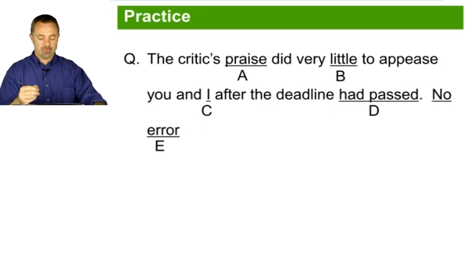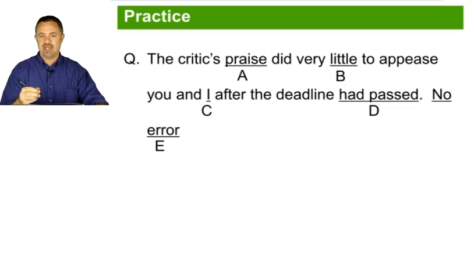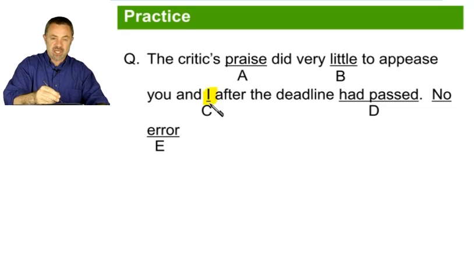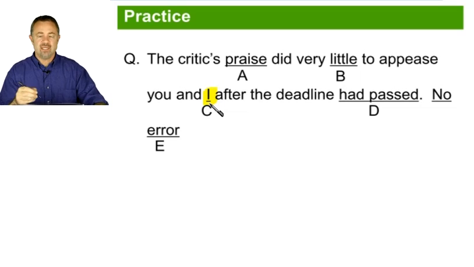Taking a look at another example: the critics' praise did very little to appease you and I after the deadline had passed. Okay, well, who is doing the appeasing? Is it you and I? Are we the subjects? Are we doing the appeasing? No, the critics' praise was doing the appeasing. So the critics' praise is our subject, meaning you and I is our object. So C is in error. C should read you and me. So C is our correct answer. Again, me being our object pronoun.